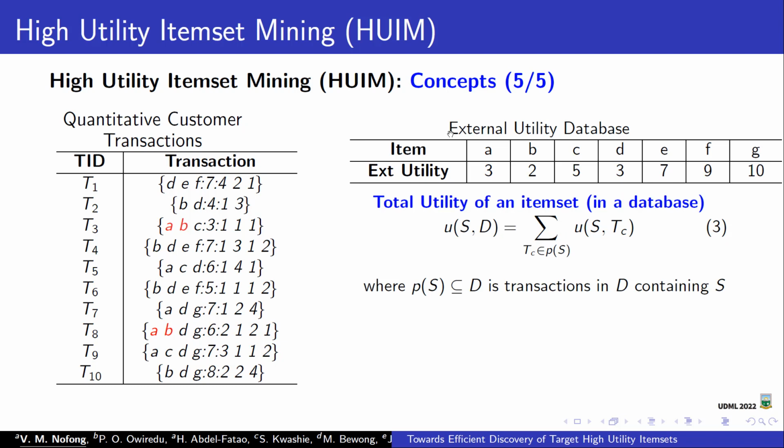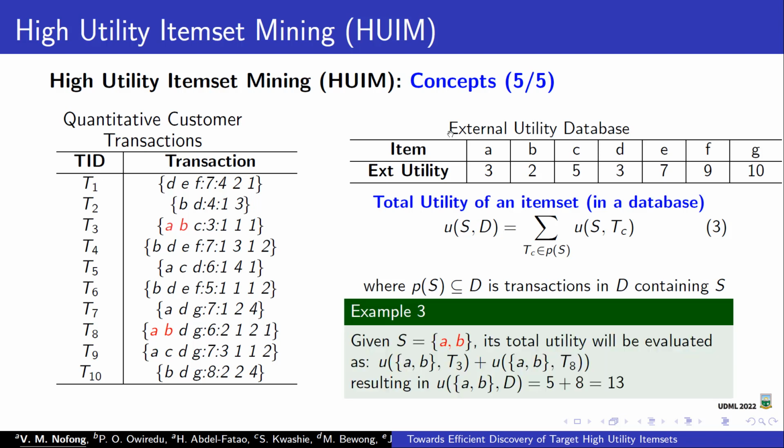Given that we can evaluate the utility of an itemset in a transaction, we can likewise calculate the total utility of the itemset in the database. Expressed in equation 3, it is just the summation of the utilities of that itemset in all transactions where it appears. For example, the itemset AB in the quantitative database occurs in transactions 8 and 3. So its total utility will be the utility of AB in transaction 3 plus the utility of AB in transaction 8, and that evaluates to 13.